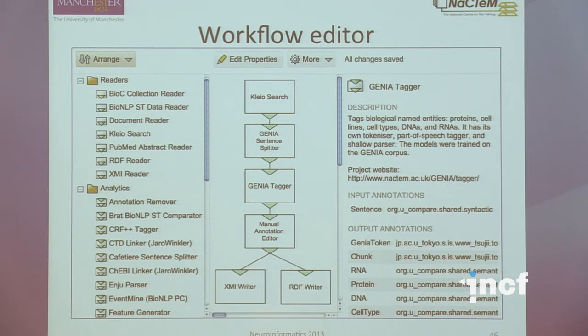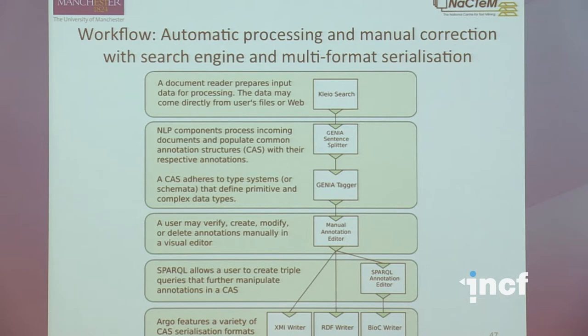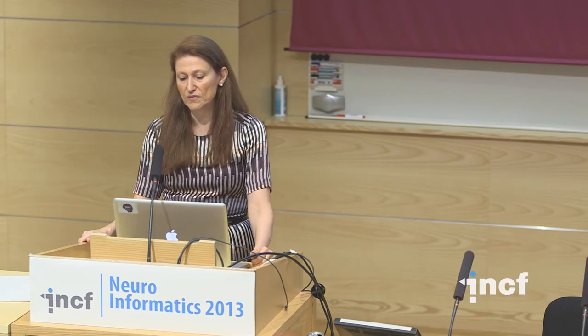Let me show you how it works. Basically, the middle panel allows you to start manipulating, dragging components and creating workflows. You want to find a service, as I'll tell you afterwards about Clio. Then you can drag and drop different tools to create this type of canvas. The workflow has automatic processing and also manual correction, with different search engines and multi-format serialization. So you can combine them into RDF or XMI or whatever. And an important part of this is also Sparkle, which allows us to translate between different components.